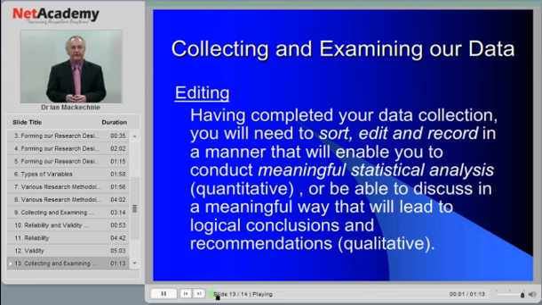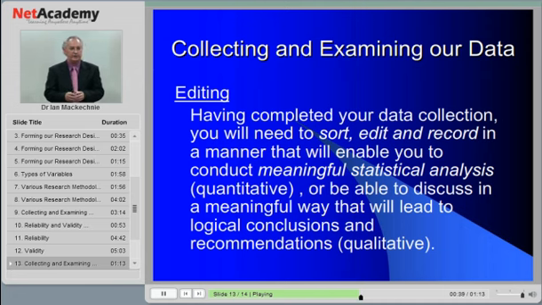Having collected all of our data, we are then in a very important position of editing our data. We must make sure that, having collected our data, we sort it and edit it and record it in a meaningful way, so that we can analyse it statistically. We must make sure that the factors that are involved, the concepts that are involved, are very clearly understood and sorted and analysed after our data is collected.